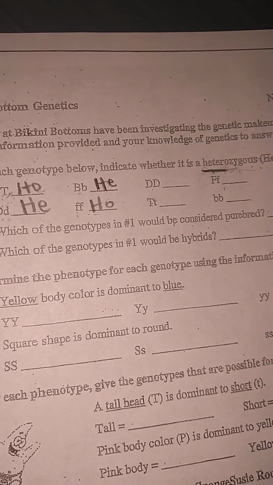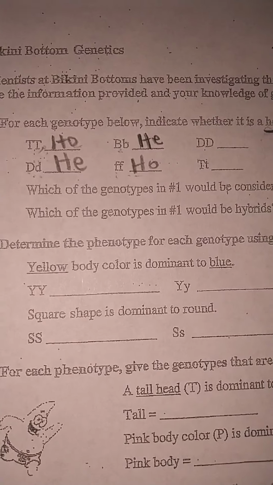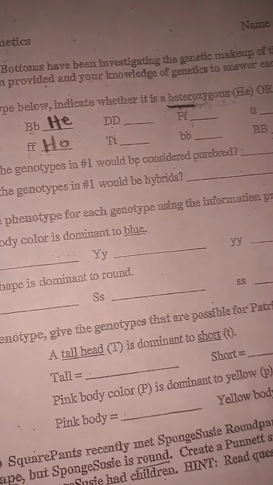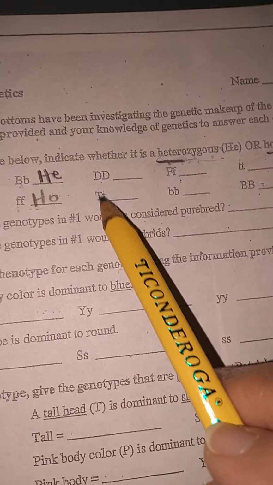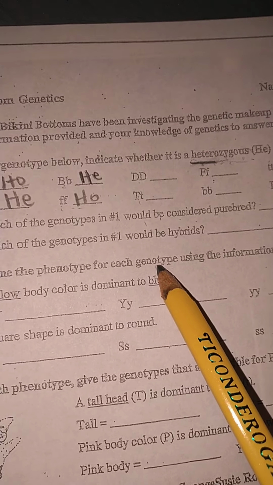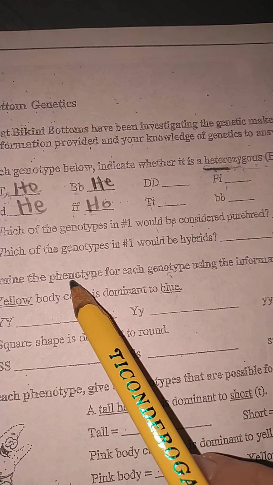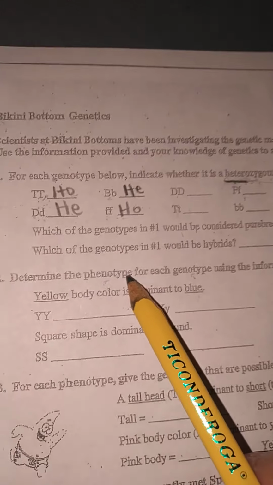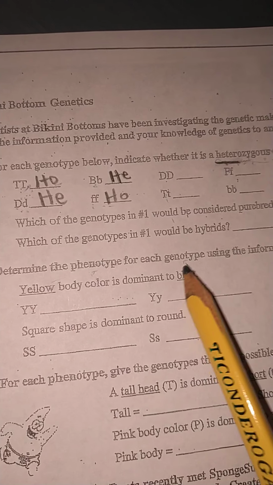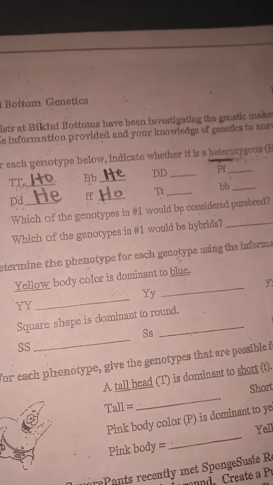And the next says, determine the phenotype. Remember, phenotype is that physical characteristic. Genotype refers to the genes. That's the letters up here that we were looking at. That would be the genotype. Phenotype is that physical characteristic, or how that trait looks. So determine the phenotype for each genotype using the information about SpongeBob.